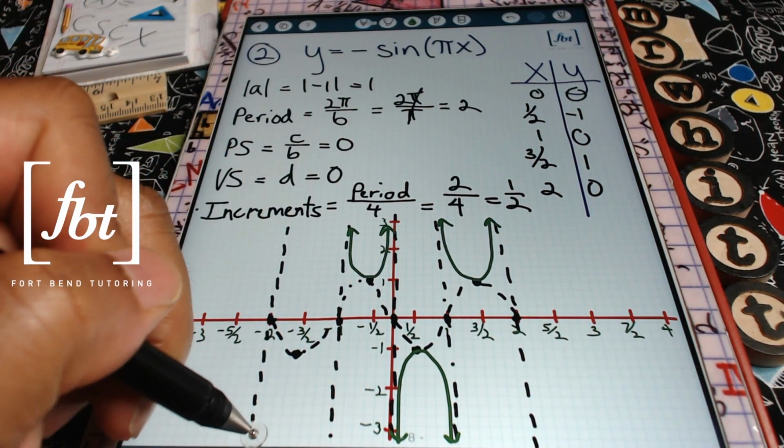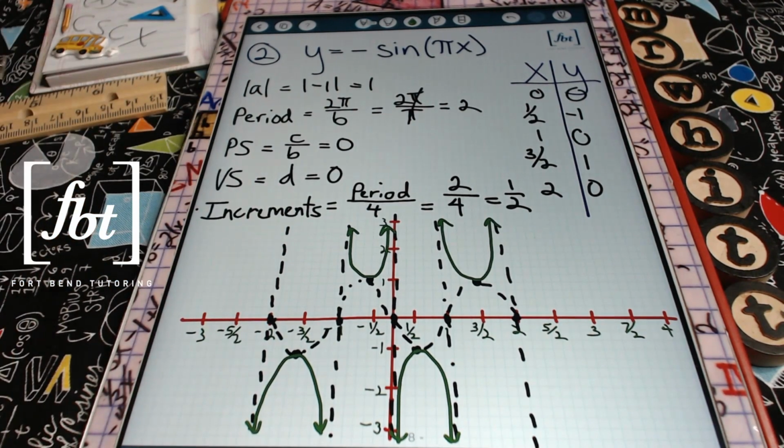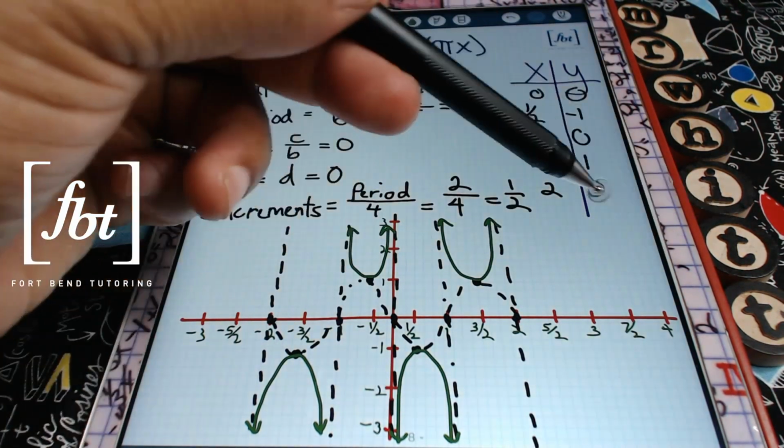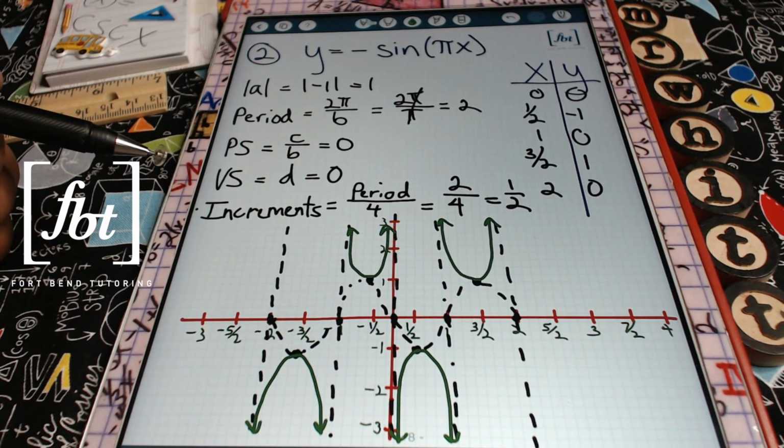Just like this, guys. All right, so there you go. So that's 2 full periods of cosecant, just like that. And remember, you can go in either direction. So I can continue to the left, I can continue to the right, and that will give me as many periods as my teacher or textbook needs for that assignment. And there you go. That's the graph of problem number 2, guys.